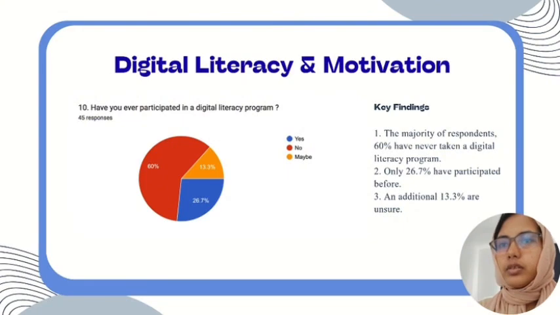Let's move on to the next question. Our question was, have you ever participated in a digital literacy program? The result shows that a majority, 60%, have never taken a program, only 26.7% have participated before, and 13.3% are unsure. Which means any previous exposure was not memorable. So we need to make a meaningful foundational impact to help learners gain confidence.